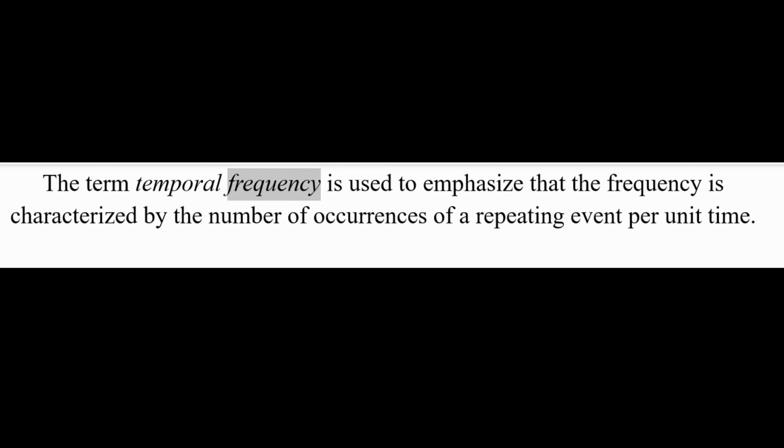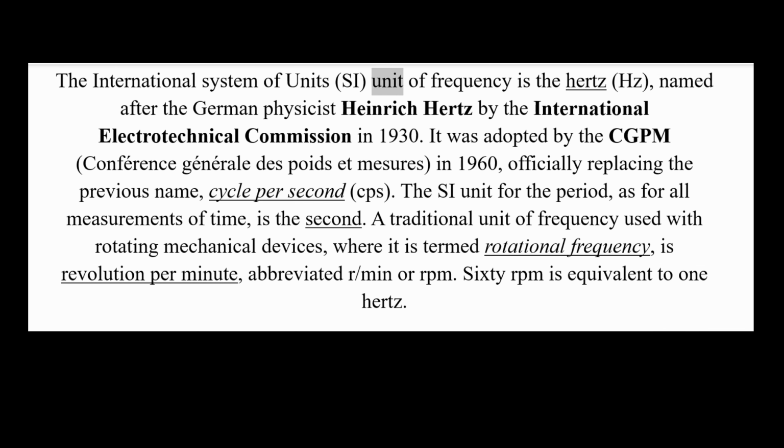The term temporal frequency is used to emphasize that the frequency is characterized by the number of occurrences of a repeating event per unit time. The International System of Units, SI, unit of frequency is the Hertz, named after the German physicist Heinrich Hertz by the International Electrotechnical Commission in 1930. It was adopted by the CGPM, Conférence Générale des Poids et Mesures, in 1960, officially replacing the previous name, cycle per second, CPS. The SI unit for the period, as for all measurements of time, is the second.